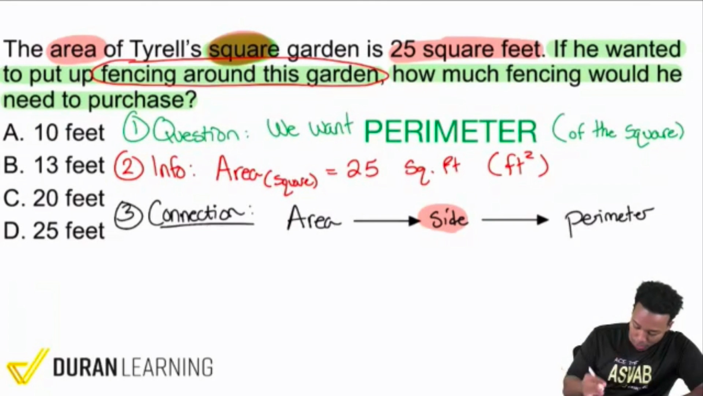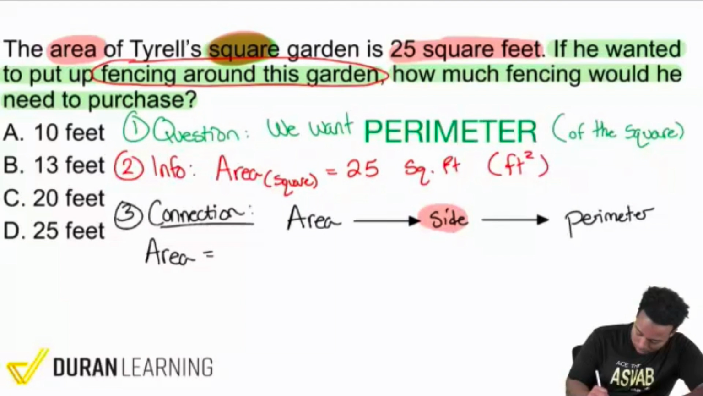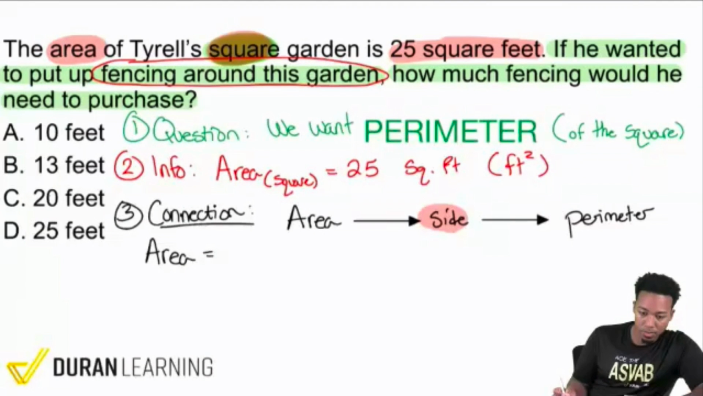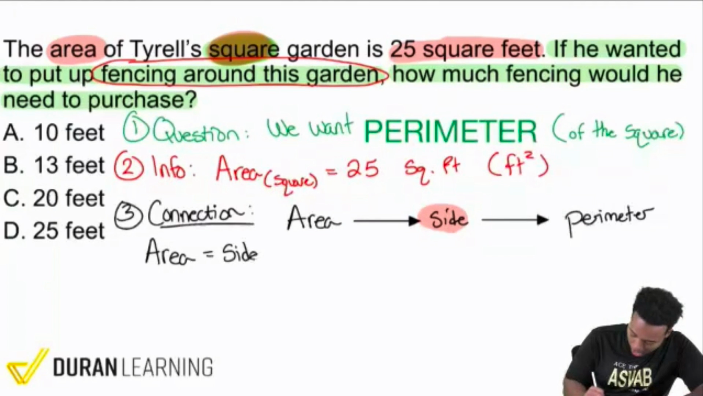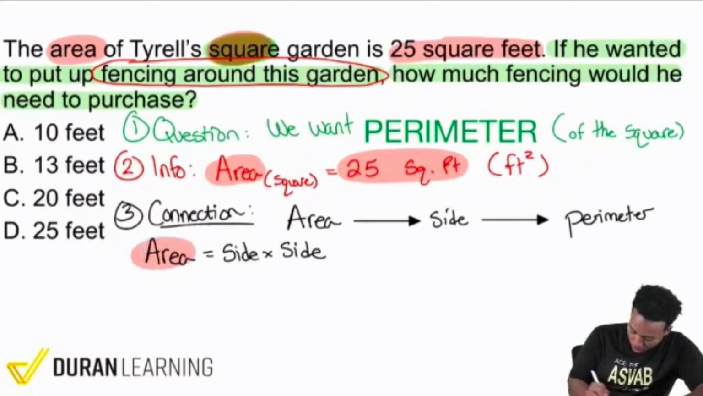Formula for the area of a square. Hit me quick in the chat box. Go. Area of a square. Side times side. Correct. Because we're given the area as 25 square feet, I will plug that in right there. So the area is 25, and that's going to be equal to side times side.